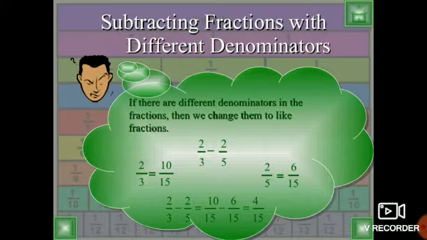Second fraction is 2 by 5. How can I make 5 equals to 15? By multiplying it by 3. If I'll be multiplying denominator by 3, I have to multiply numerator also by 3. It will be 6 by 15. Now I'll subtract both of them. 10 by 15 minus 6 by 15 is equals to 4 by 15 is the result. I hope this example is clear to you.